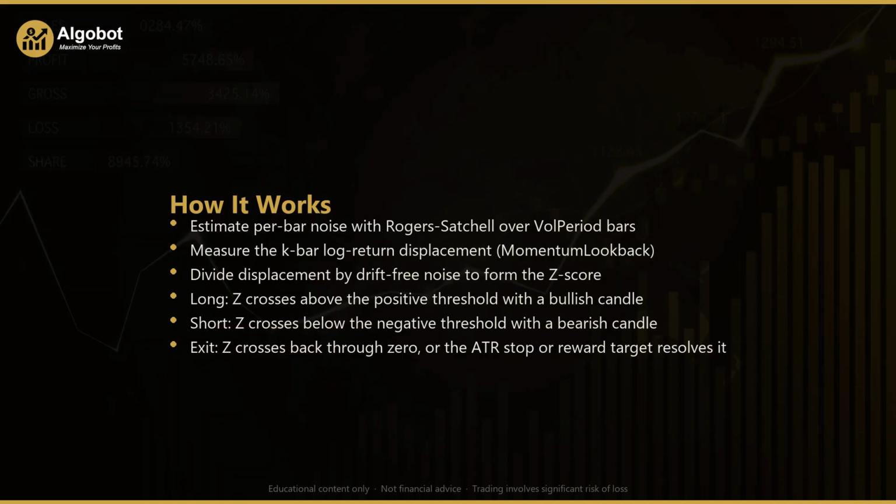Managing the trade uses 2 independent exits. The first is a fade. If price is in a long and the z-score slips back below 0, the normalized trend has dissipated, so the position is closed. The same applies in reverse for a short that sees the z-score rise above 0. The second exit is protective and target-based. The stop-loss is placed a multiple of the average true range away from entry, using the ATR period and stop-ATR multiple settings, and the take-profit sits at a reward-to-risk multiple of that stop distance, controlled by reward ratio, which defaults to 1.8. Whichever event arrives first, the fade, the stop, or the target, decides the outcome of the trade.